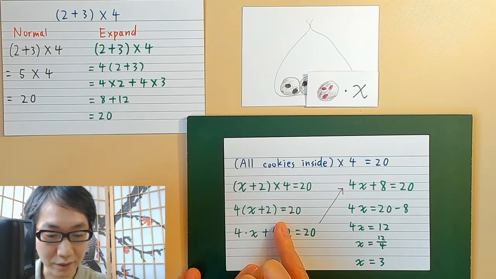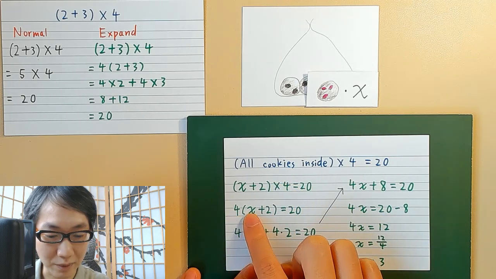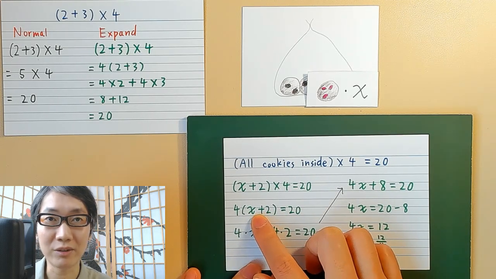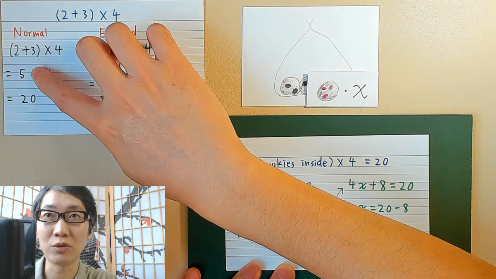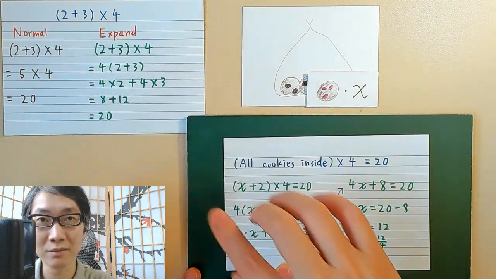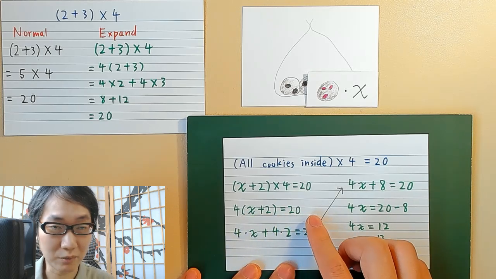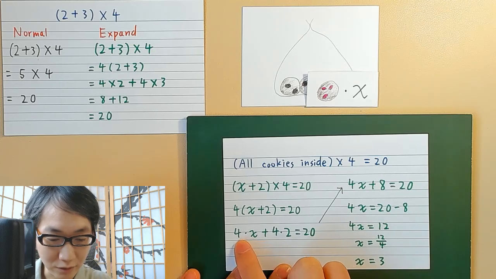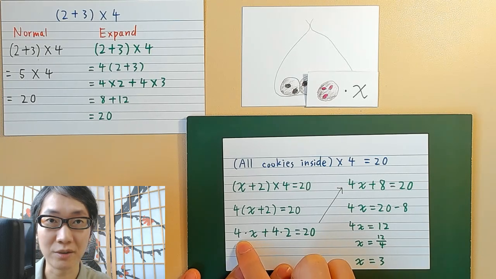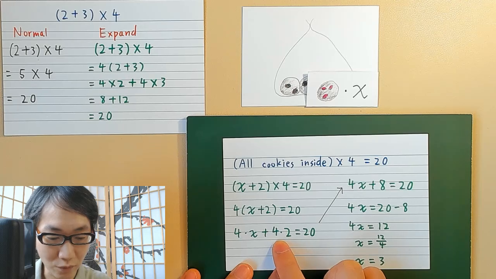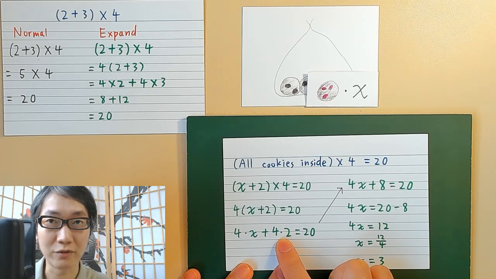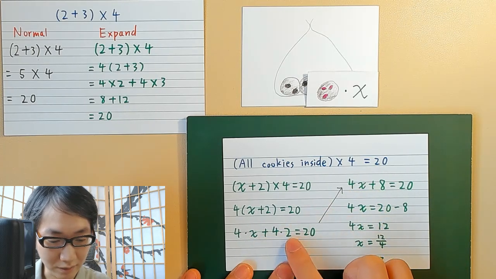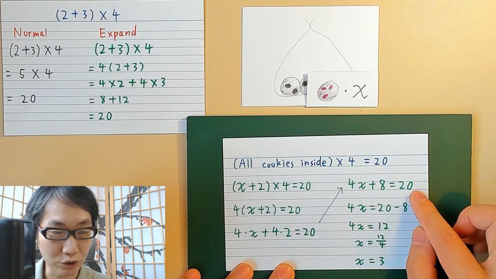Then we put the 4 here. This means 4 times the bag. Then we cannot use the normal way because now there's an X here. We cannot do it like this. We do not know X is 3 yet. So then we expand. Now 4 times X is the total number of raspberry cookies, and 4 times 2 is the total number of chocolate cookies. Simplifying, 4x plus 8 is equal to 20.